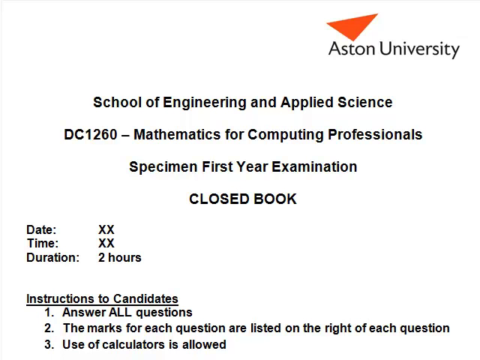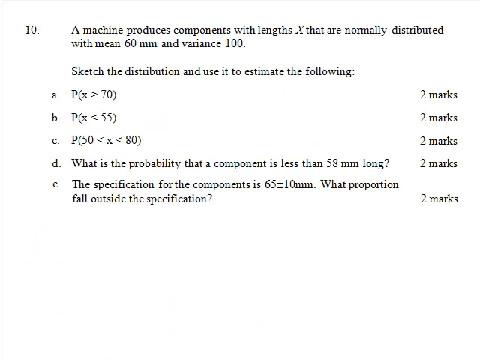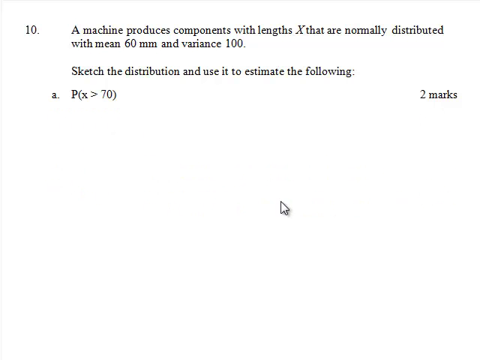Mathematics for Computing Professionals, Specimen Examination, Question 10. A machine produces components with lengths x that are normally distributed with a mean of 60 and a variance of 100. Part A. This expression means find the probability that a component chosen at random will have a length greater than 70.